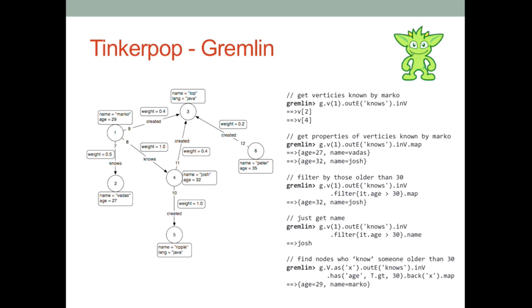Notice we have that little x there. We say I want to start at V, and leave a marker called x on all those vertices, and then I want to go out across the knows edge, and then go into the next one. Then I want to verify that the vertex I went into meets the criteria of being older than 30, and once I've got to that point, I want to pop back and give me all the x's that still match my criteria. As you were traversing, it was filtering out those original vertices.